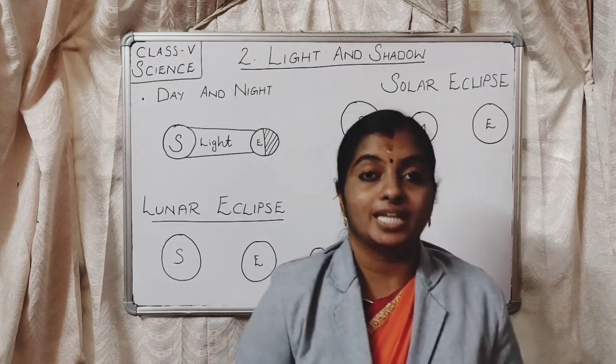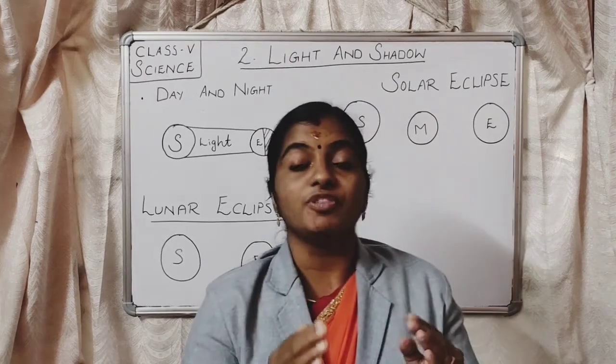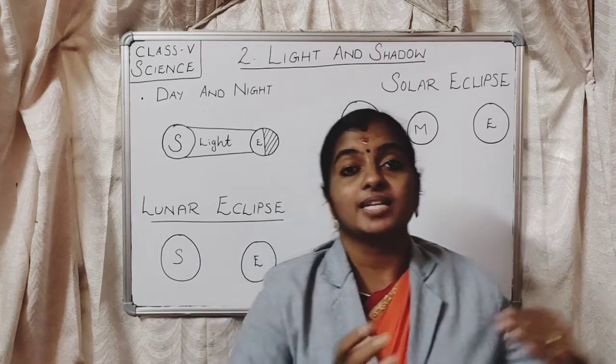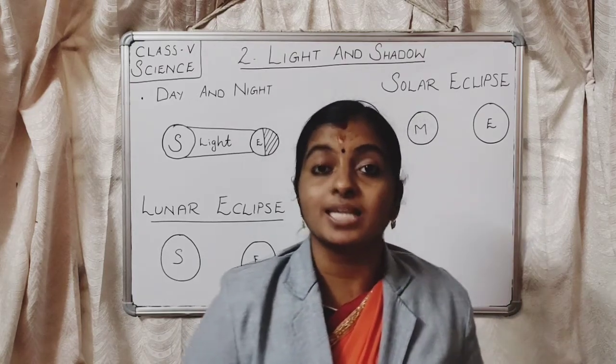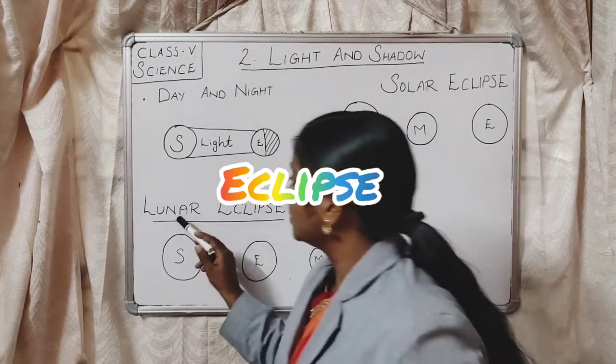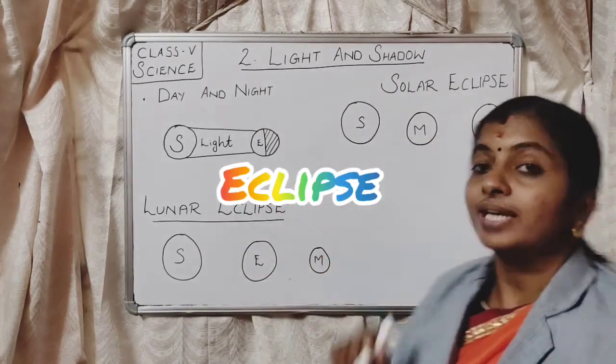When the earth is rotating about its axis, the part of the earth that faces the sun will experience daytime, and the part that is away from the sun will be experiencing night. Now going to the next topic, that is eclipse, that is lunar eclipse and the solar eclipse.